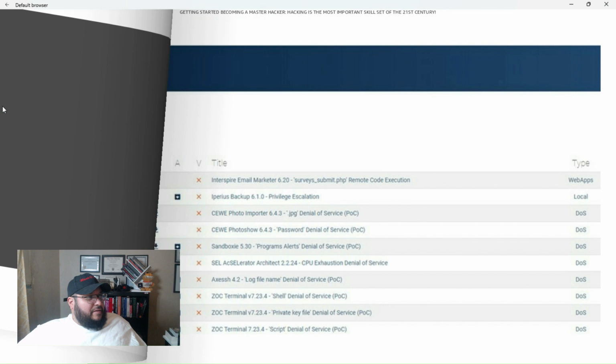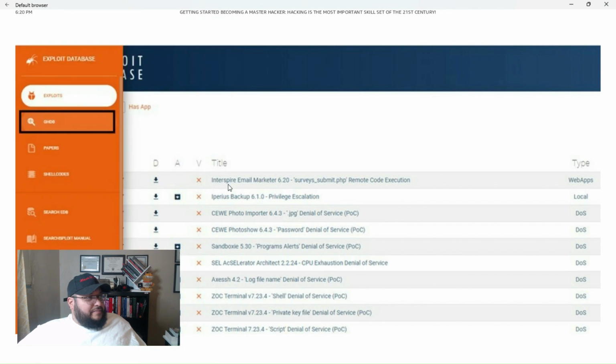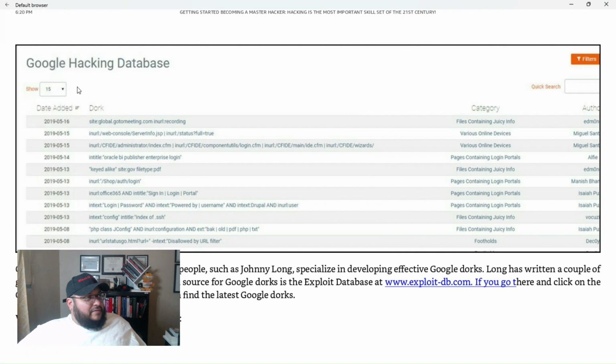Why is this not talking about exploit database? That's ridiculous. Okay, exploit database. That's gonna be on the next video. Yeah, Google hacking database. Okay, Google Dorks.